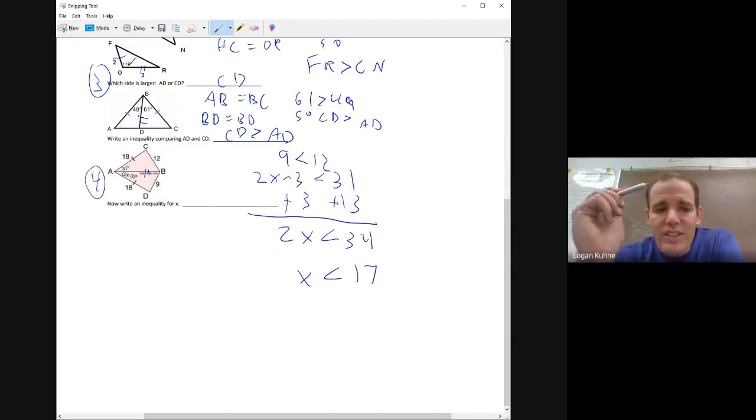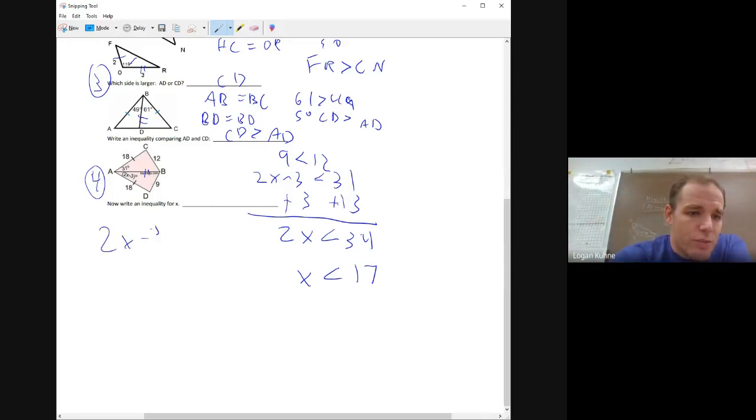What's the smallest number that could be? And I'm going to say this. You're going to say, well, duh, Mr. Kuhne. Can we all agree that 2x minus 3 has to be bigger than 0? Yeah, 2x minus 3 has to be bigger than 0.